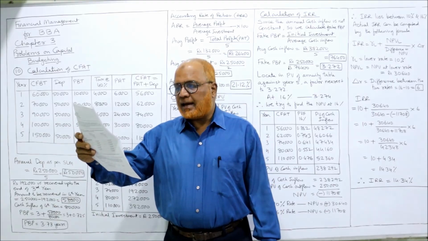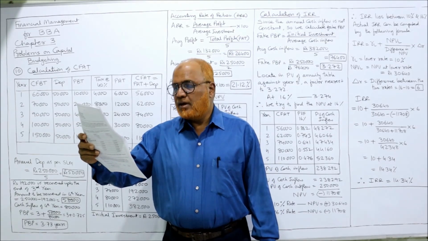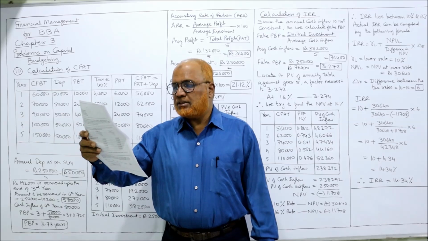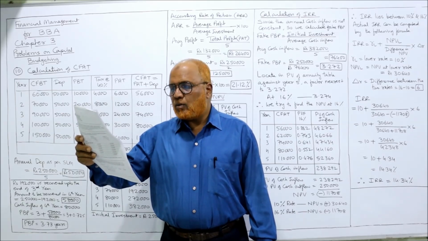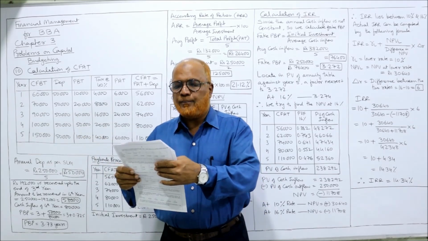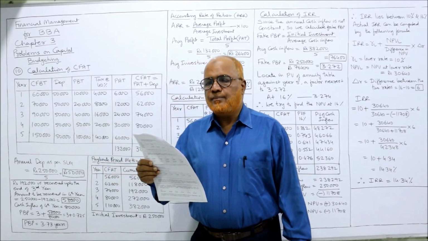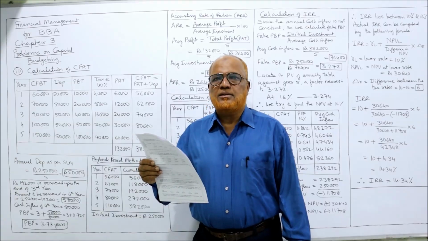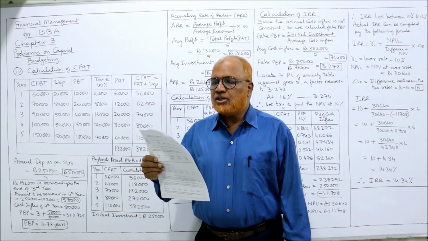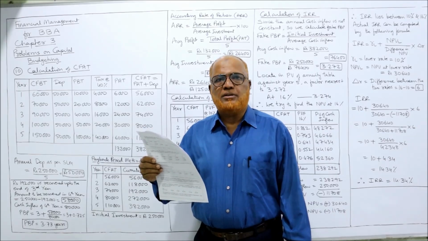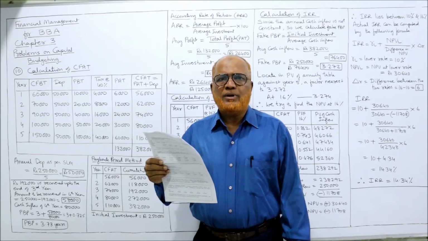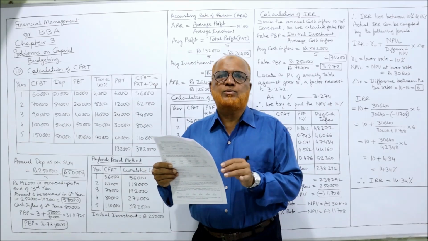The company is in the tax bracket of 40% and uses the straight line method of depreciation. Cost of capital is 10%. You are required to evaluate the project under the payback period method, accounting rate of return method, that means ARR, then net present value method and internal rate of return method. So almost all 4 methods we are going to do in this problem.